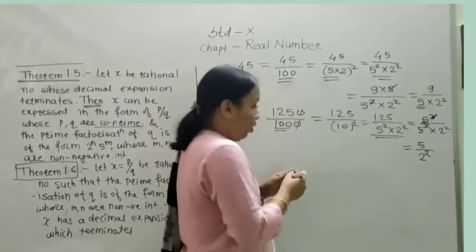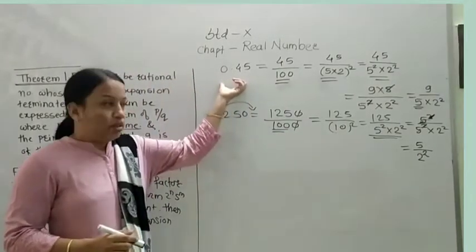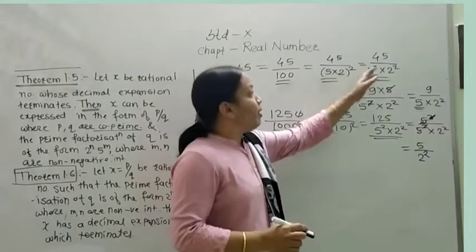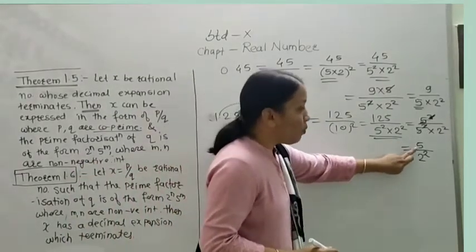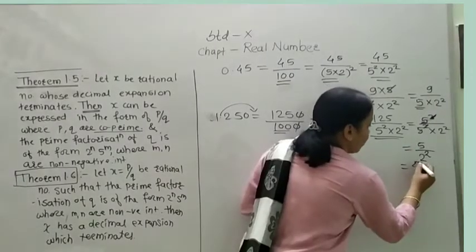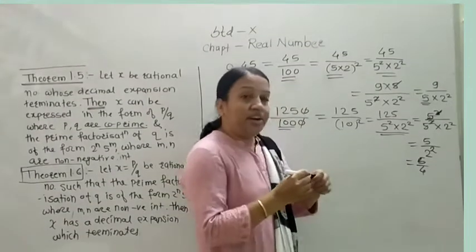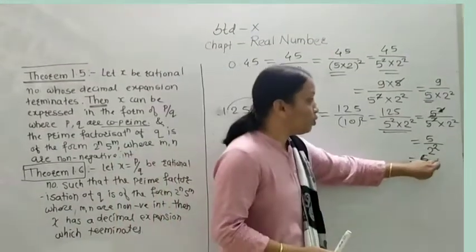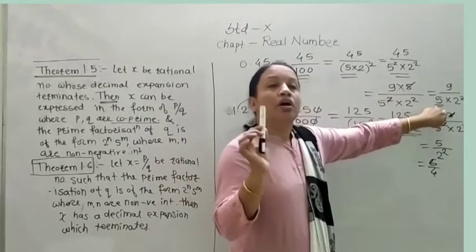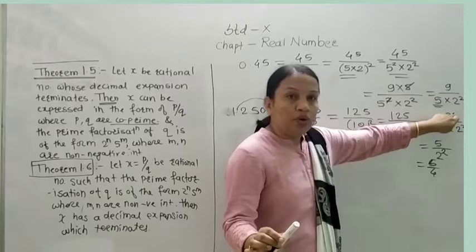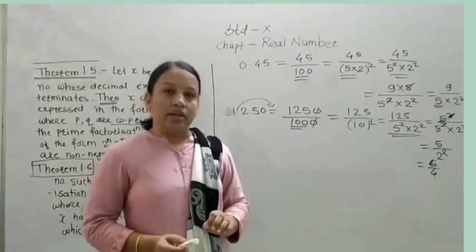This means what you observe: whenever there is a terminating decimal expansion, then that can be written in the form of P by Q, where P and Q are co-prime. As here you can expand this, for 5 by 4. These are co-prime, and their denominator has either a power of 2 or a power of 5, or in this example, what we observe, power of 5 and 2 both. Okay, and where m and n are non-negative integers.